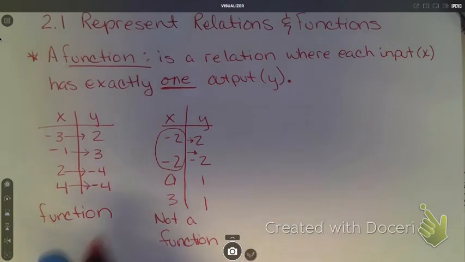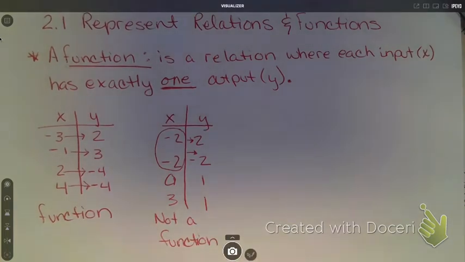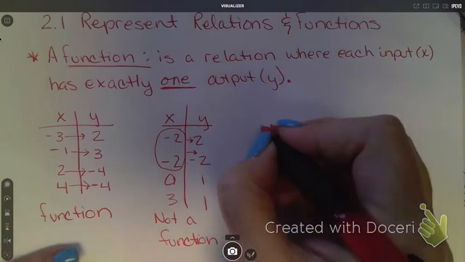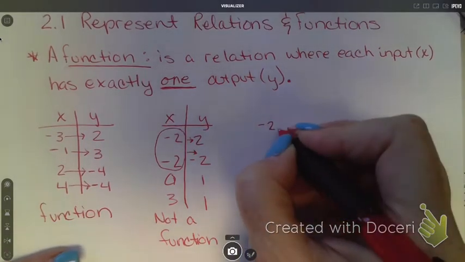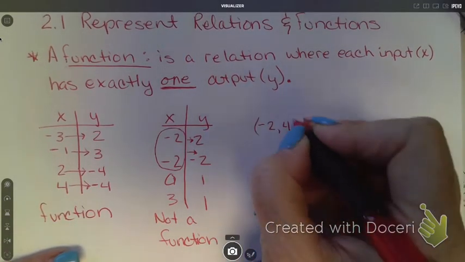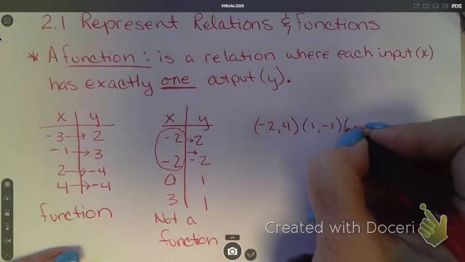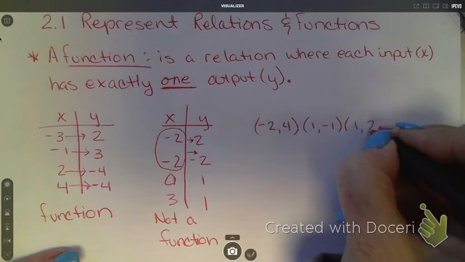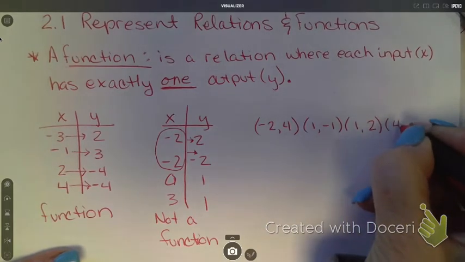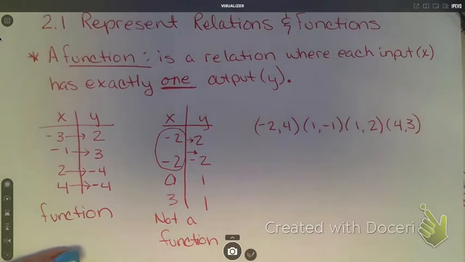You will get things in little tables. You'll get lists of numbers. You'll get them in coordinate pairs. As long as there's a -2 twice, it's wrong. And we went over this last year in geometry too. It's not a function.